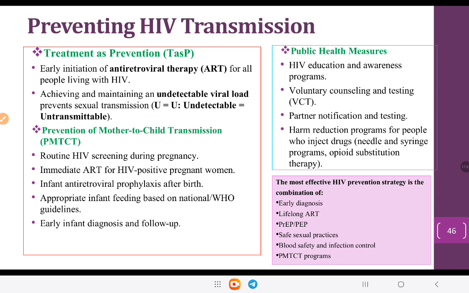The most effective HIV prevention strategy is the combination. To prevent HIV infection, the strategy is a combination of early diagnosis, lifelong ART, pre- and post-exposure prophylaxis, safe sexual practice, blood safety, and infection control. The maternity program, for mother-to-child transmission, is very important in the process of transmission prevention.